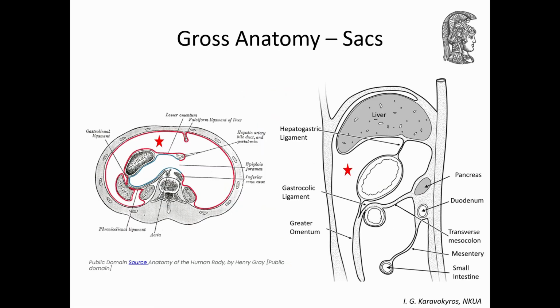Finally, the peritoneal cavity is divided into the space in front of the stomach, commonly called greater sac, and the space behind the stomach, commonly called lesser sac. These two spaces communicate through the epiploic foramen of Winslow.